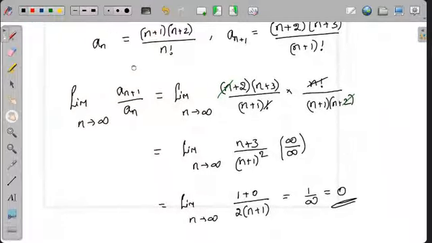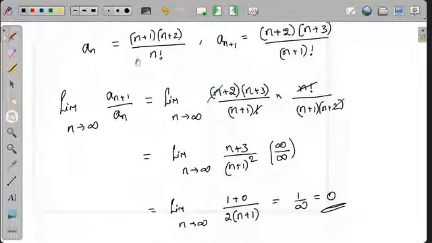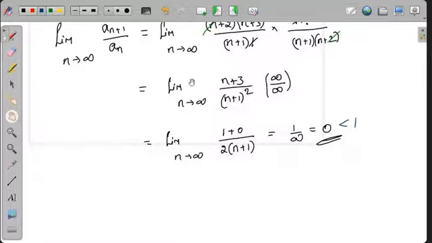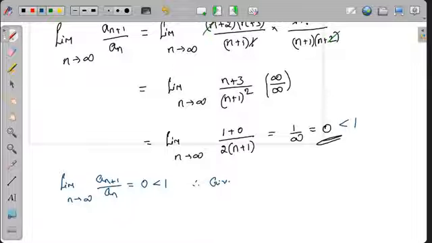So it is 0. Is it less than 1 or greater than 1? It is less than 1, right? So let's write the final conclusion. The final conclusion is limit n goes to infinity, a_{n+1} over a_n, which is equal to 0, and you know this is less than 1, therefore the given series is convergent. Okay, so the given series becomes convergent.